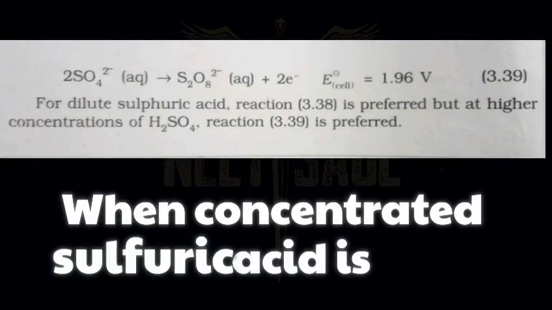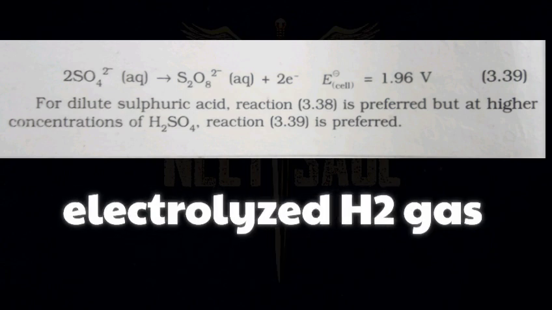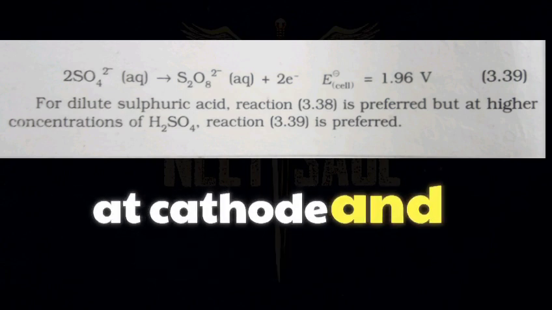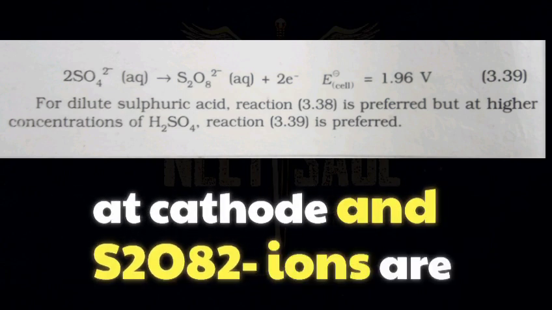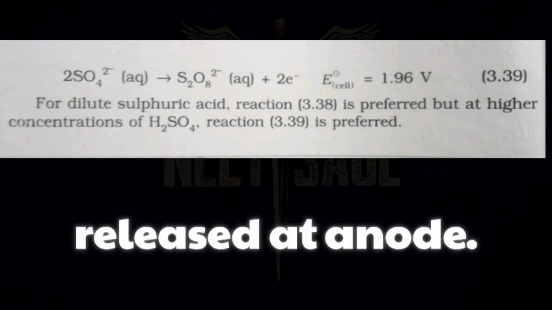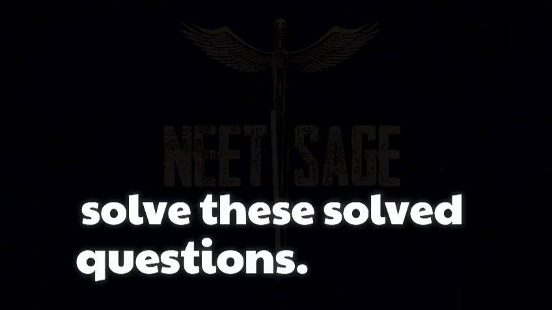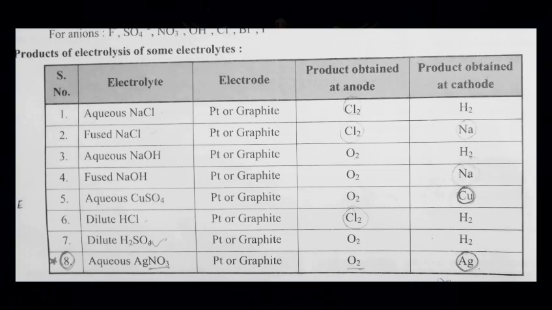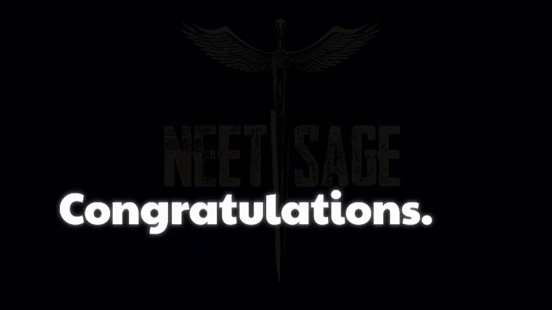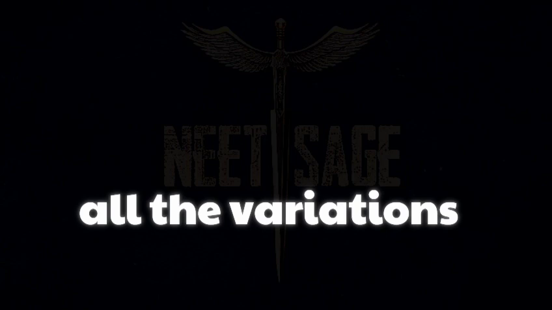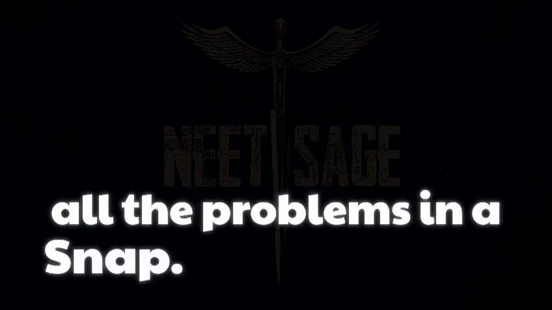Honorable exception: when concentrated sulfuric acid is electrolyzed, H2 gas is released at cathode and S2O8 2- ions are released at anode. For practice, pause the video and try to solve these solved questions. Congratulations, now you have learned all the variations, now you can solve all the problems in a snap.